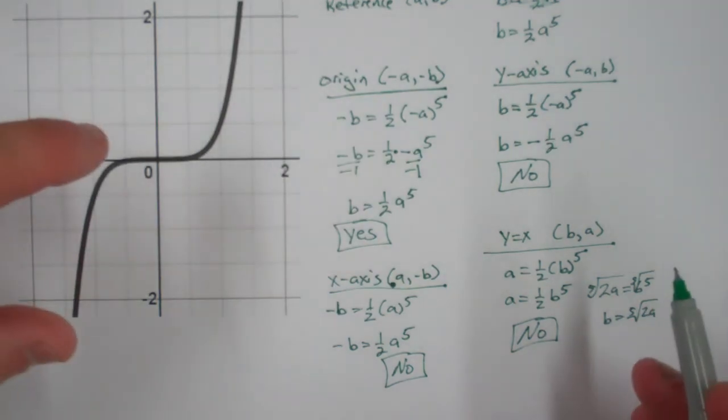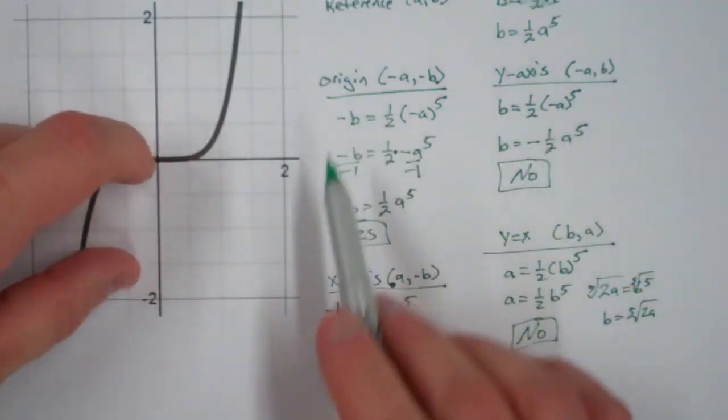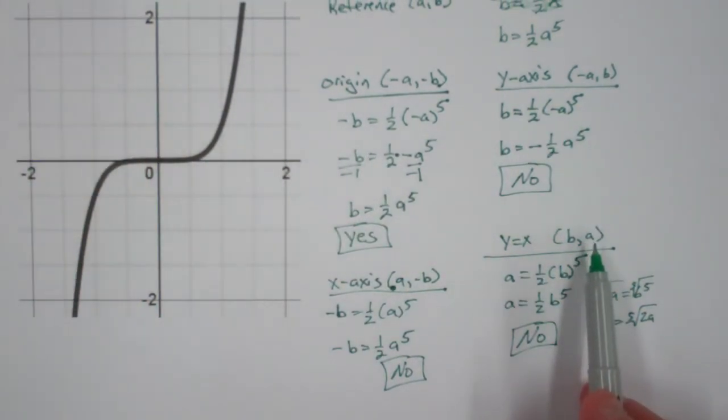That's really it for this. It's symmetric about the origin, not any one of these other ones. Algebraically, we've shown that, and we can also see that on the graph.